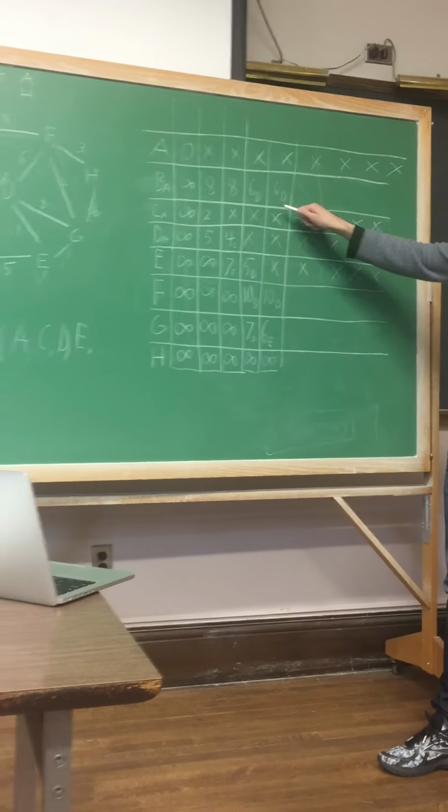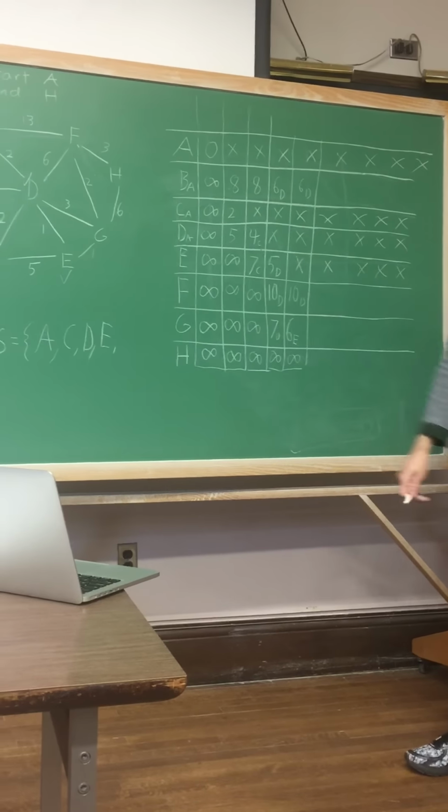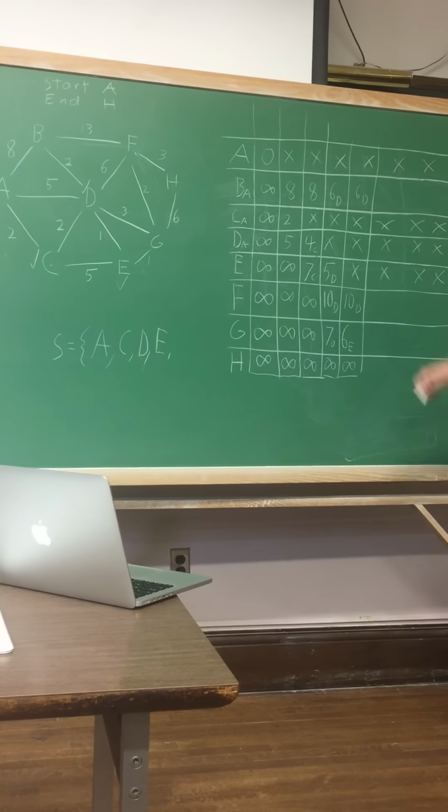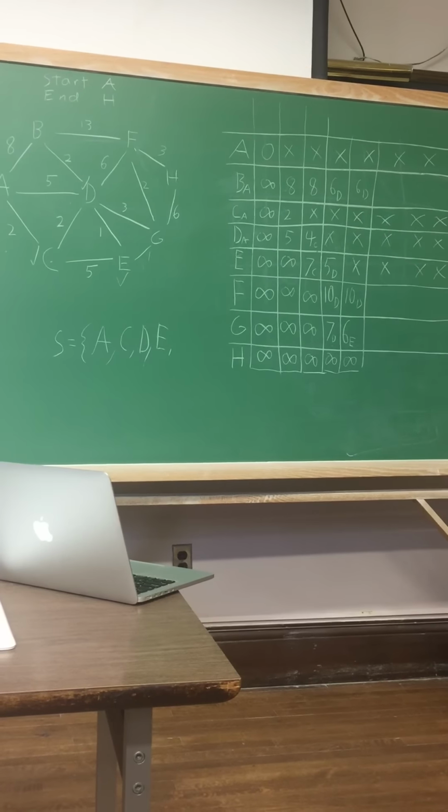So our two smallest values are 6 and 6. So they're tied, so we can just choose which one we want to look at right now. So let's look at B.